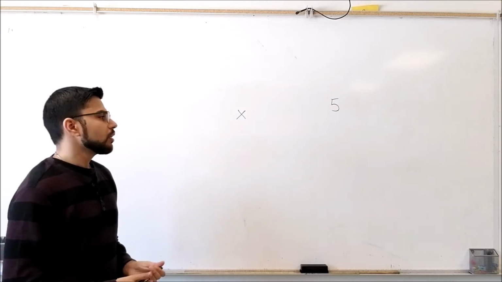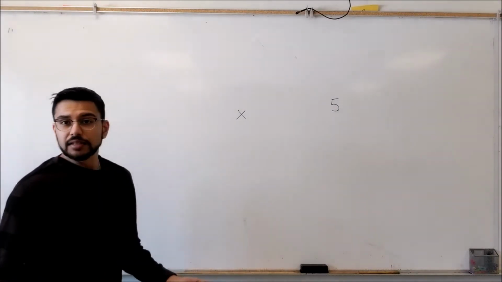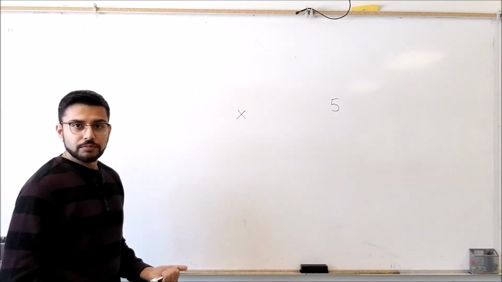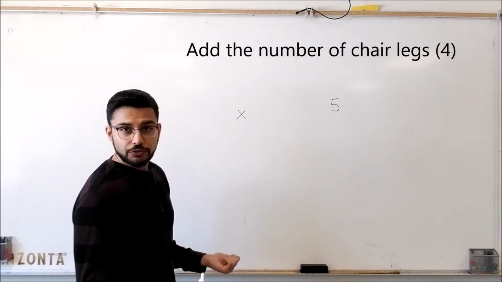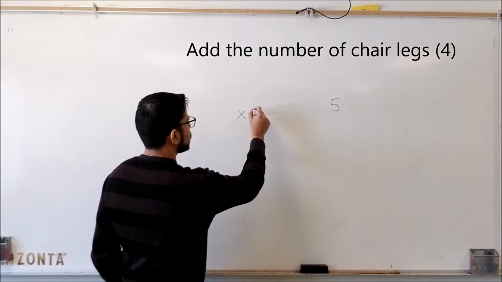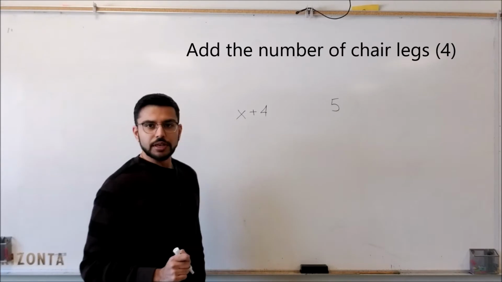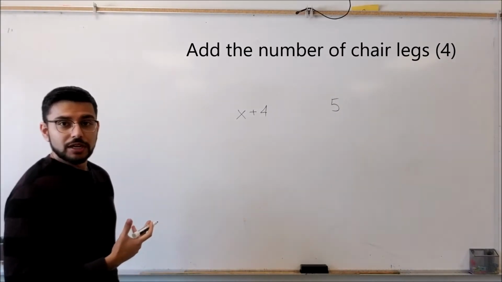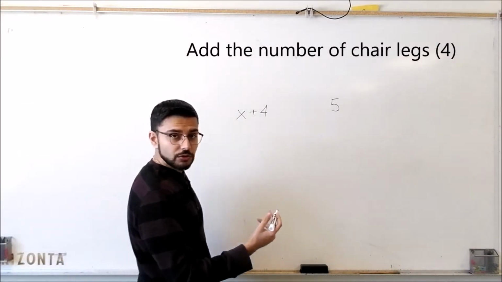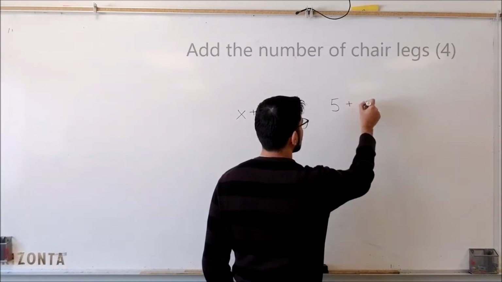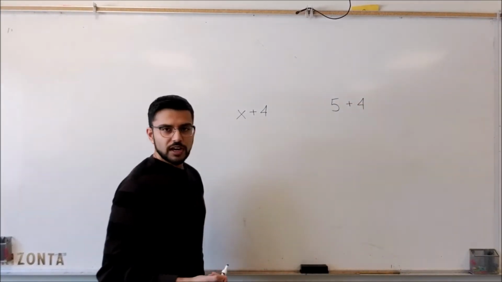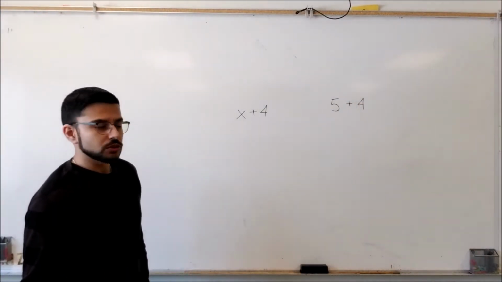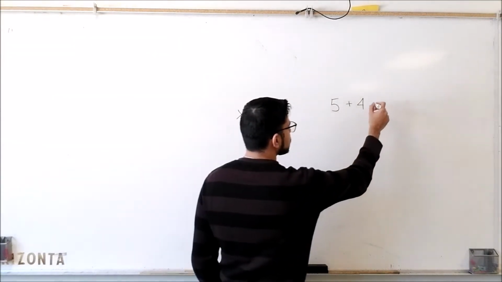For example, let's add the number of chair legs on a chair. If you remember, in our classroom, we have 4 chair legs. So our math now becomes x plus 4, but for them, whoever's playing, it becomes 5 plus 4, or whatever number they chose. And they can simplify.